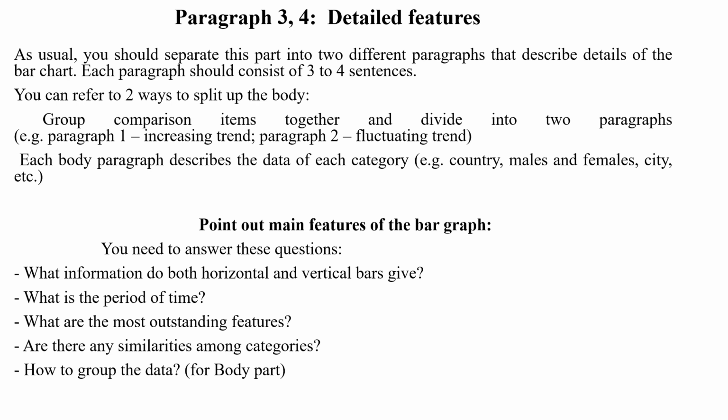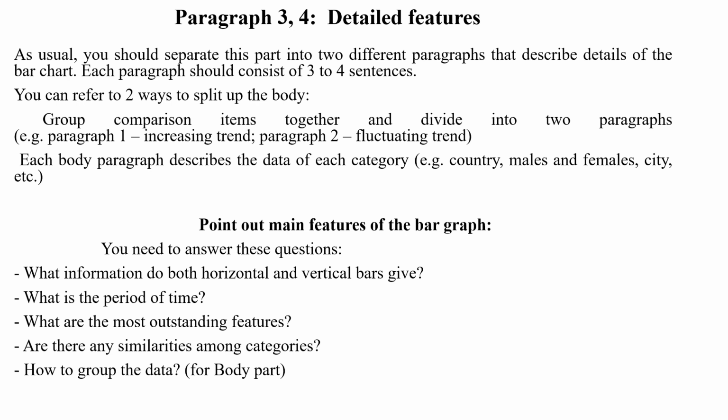Paragraphs 3 and 4, Detailed features. As usual, you should separate this part into two different paragraphs that describe details of the bar chart. Each paragraph should consist of 3 or 4 sentences. You can refer to two ways to split up the body. Group comparison items together and divide into two paragraphs. For example, paragraph 1 increasing trend, paragraph 2 fluctuating trend. Or each body paragraph describes the data of each category: country, males, females, city.